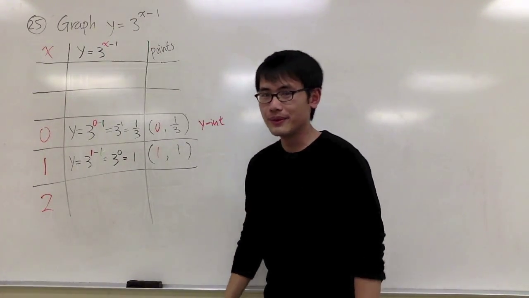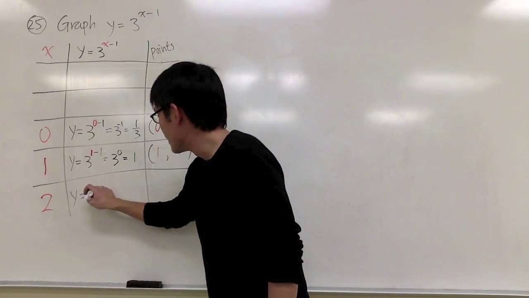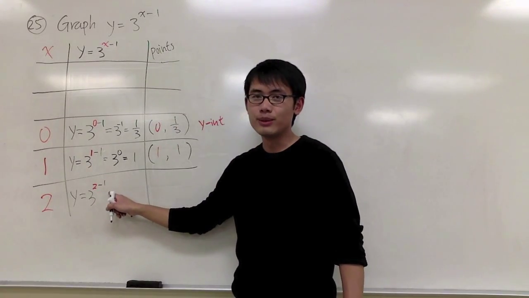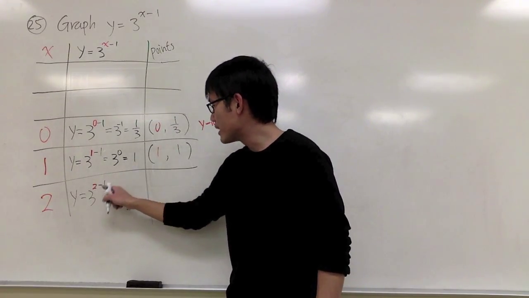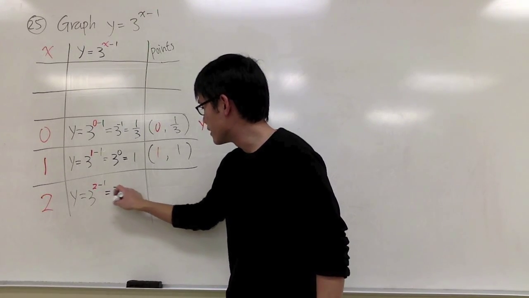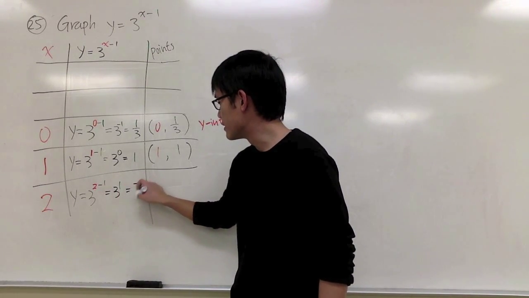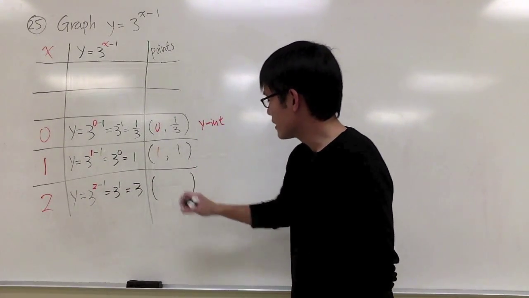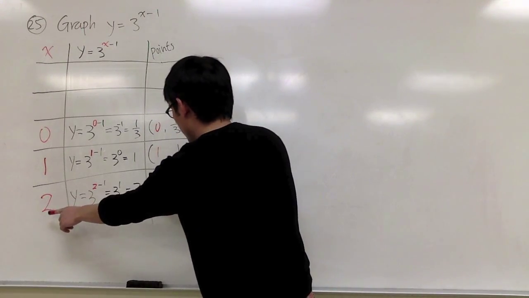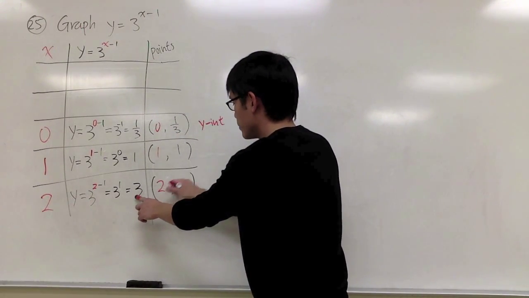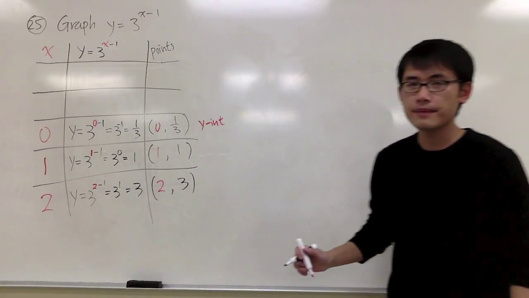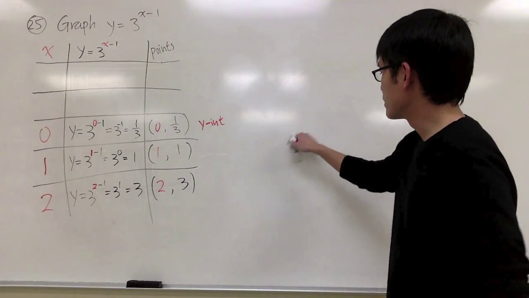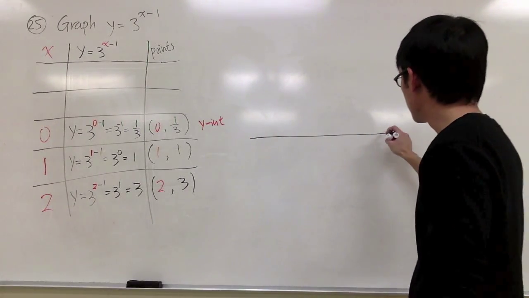If x is equal to 2, then y will be 3 to the 2 minus 1. Both of these are in the exponent. Let's do that first. 2 minus 1 is just 1, so this becomes 3 to the first. 3 to the first is just a normal number 3. So this point that we get is x is equal to 2, y is equal to 3. Okay? So far we have 3 points, and perhaps I will just make a graph right here as well.